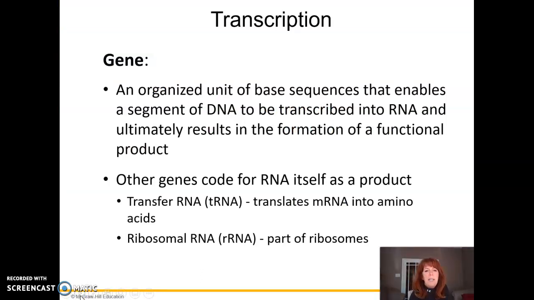Okay, so what are the steps to this and what does a gene look like? A gene is a piece of DNA. It's always a piece of DNA that is transcribed into RNA that will eventually make, they say, a functional product. And for the most part, that functional product is a protein. There are certain genes that don't go all the way to making a protein. They stop at making RNA. For instance, tRNA and rRNA, which we will see more of in following lectures.